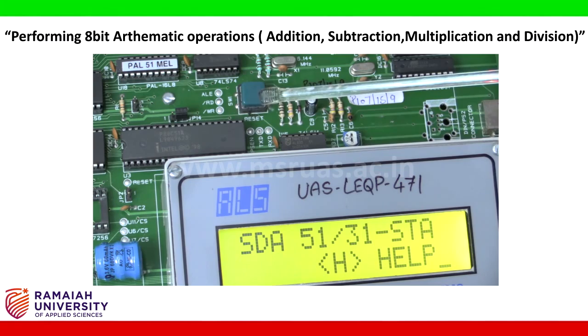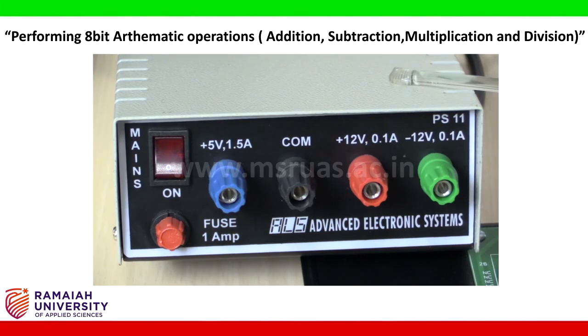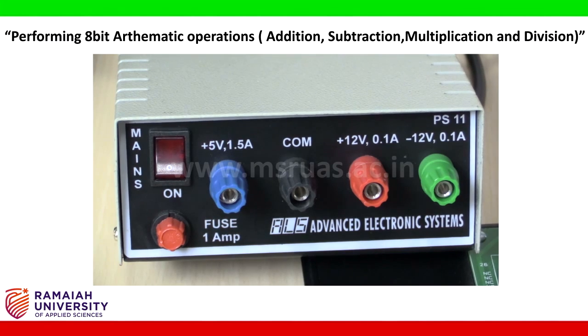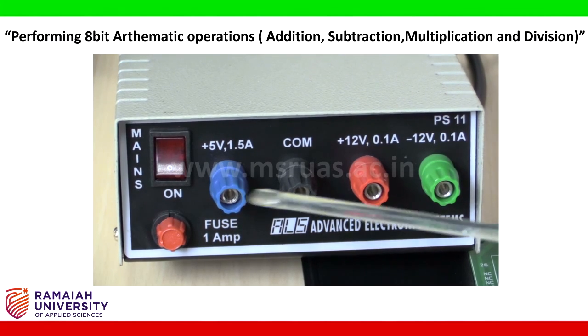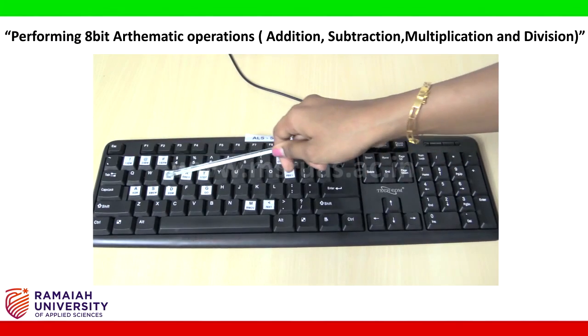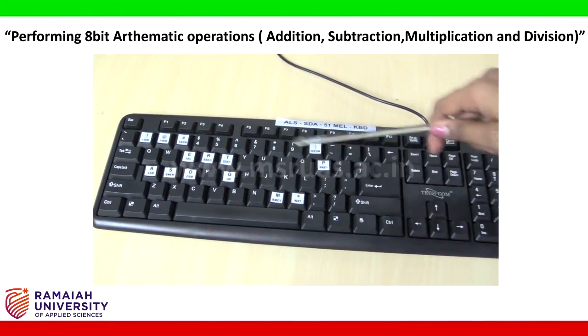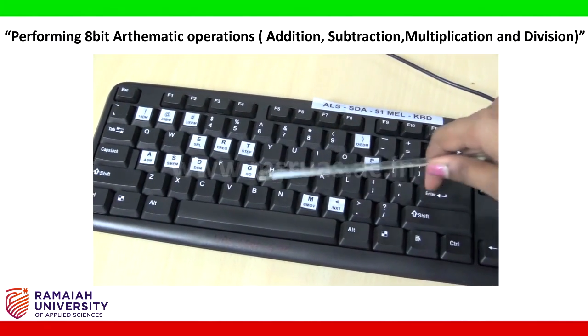So this is the reset button. Once you press it, a message will be displayed on your LCD screen. So this is the power supply which will be connected to the board. Once we start with the experiment, we will switch on this mains and keyboard. So this is the keyboard. These highlighted keys are the main keys which we will be using for programming.